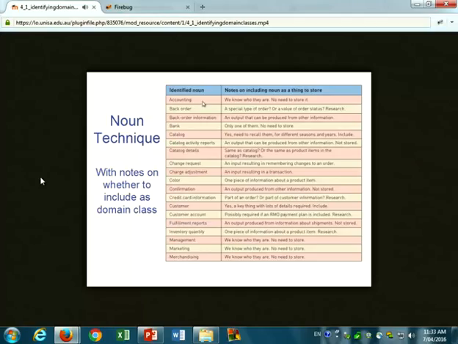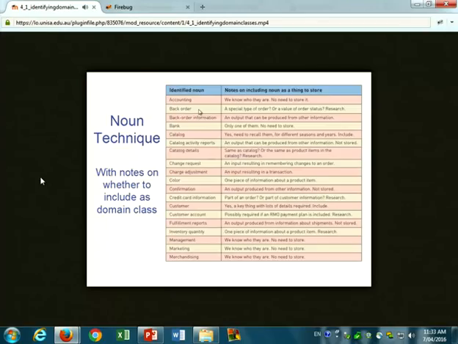You've got accounting, back order information, bank, catalog activity reports, catalog details. Now each one of these might be a potential domain class. On the other hand, they might not. Accounting, for example, well, we know who they are. There's really no need to store information about accounting. Accounting turns up as a name for an organizational unit that receives reports from our system.